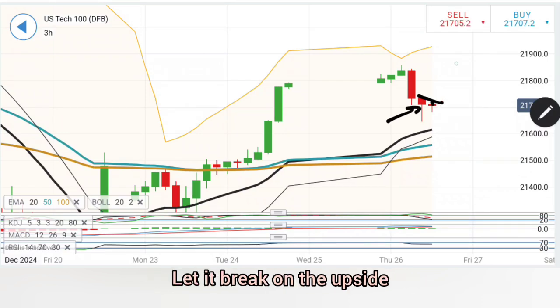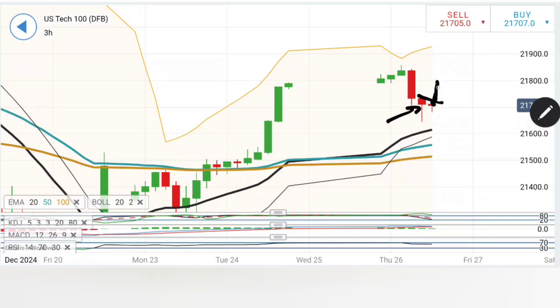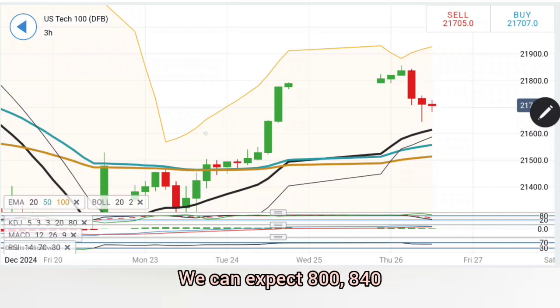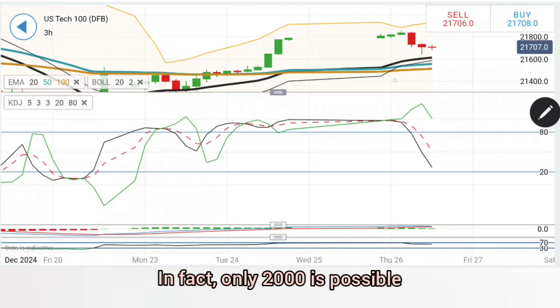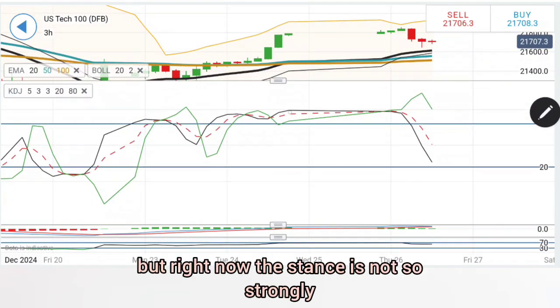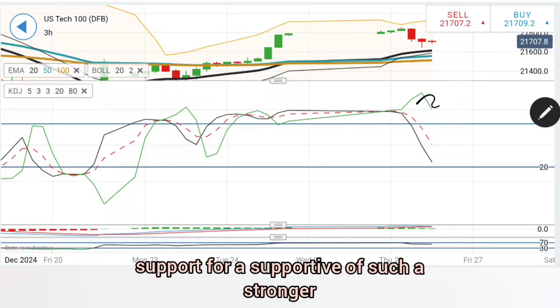Let it break on the upside beyond 21,720, 760. You can expect more rise. We can expect 800, 840, and if 840 is taken, stay bullish for 21,900, 920 and 970 levels. In fact, 22,000 is possible, but right now the stance is not so strongly supportive of such a stronger rise.